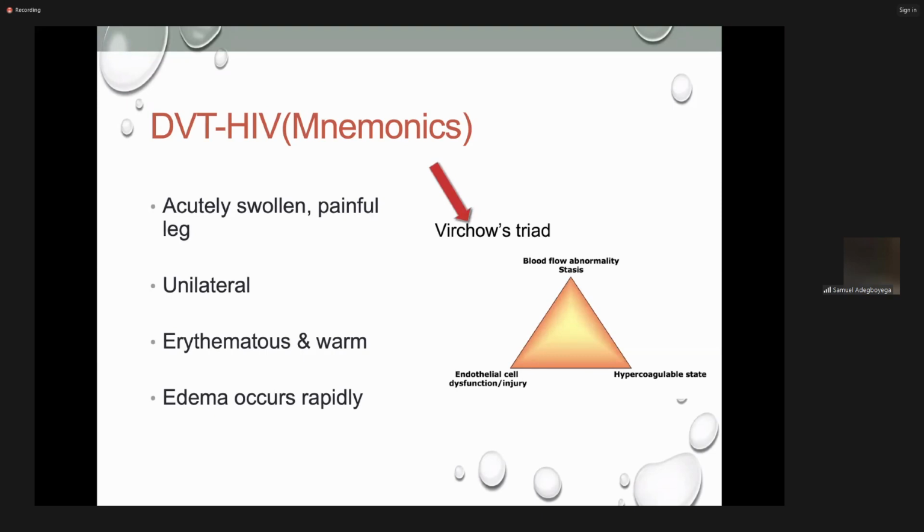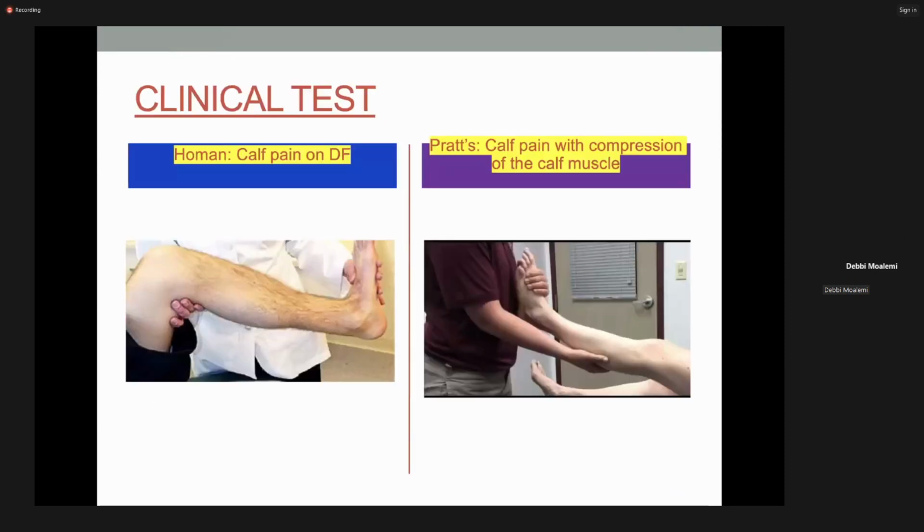What are you doing with the ankle? Are you just pressing the ankle or are you compressing the calf? You're compressing it? It's on dorsiflexion of the ankle. Are you changing your mind now? Yes. Are we good now? Yeah.